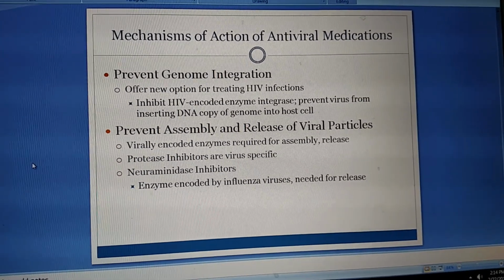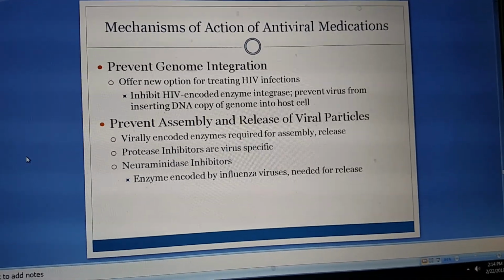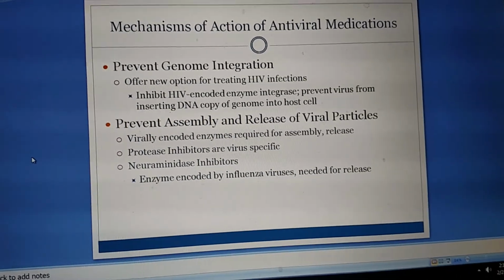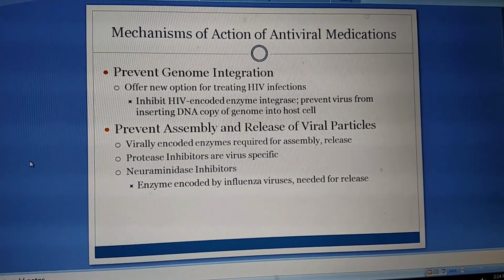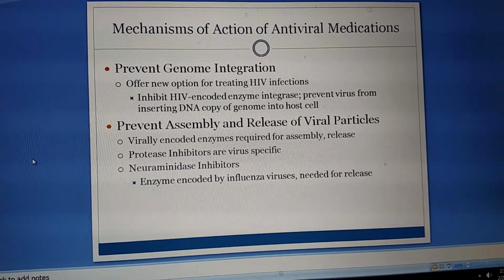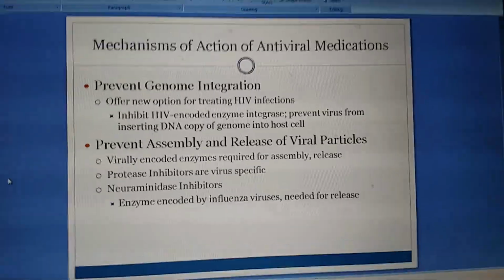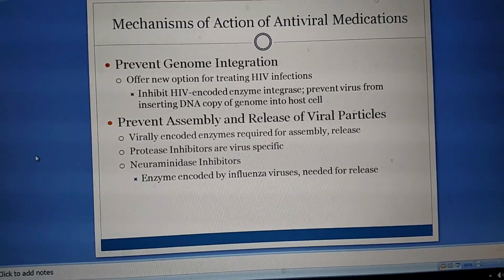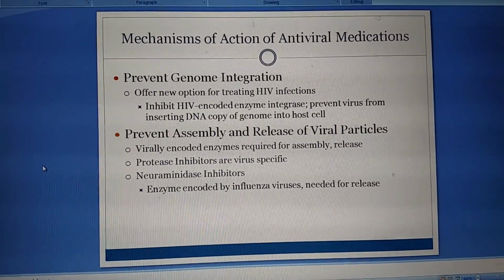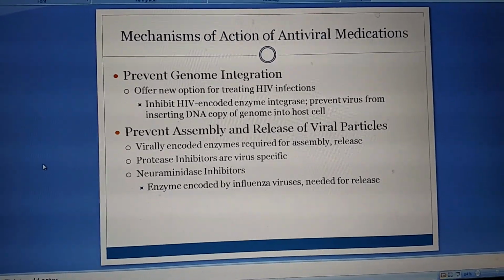You can try to prevent genome integration. So this is used with HIV. You try to prevent that provirus from occurring. So if you can prevent HIV from its DNA integrating with our chromosome, you can try to prevent infection. You can also try to prevent assembly and release of viral particles. So there are enzymes required for maturation to take place. So you have medications that can actually prevent that process.